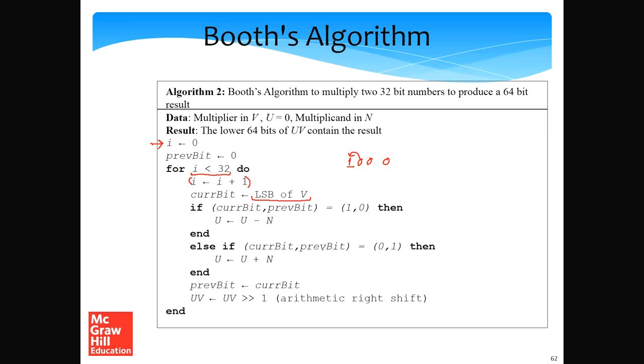Similarly, if a run of ones is just ending, so you have a run of ones over here and this is just ending, then what do we do? From 1 we are moving to 0: current bit is 0, previous bit is 1. So as discussed before, we add the multiplicand to u. So in the first case, we will subtract when a run of 1 is beginning, and in the second case, we'll add. Then we need to set the previous bit to the current bit, and then perform a right shift as was done before and keep going on.